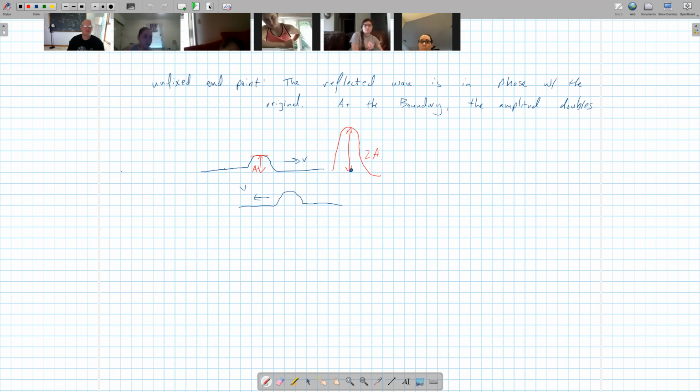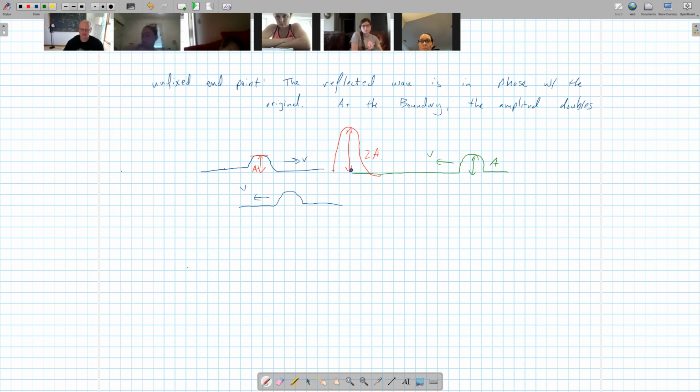In the second case, for the unfixed endpoint, this wave is moving to the right. Simultaneously out here, I have a wave moving left with, again, the same amplitude and the same frequency, but in phase in this case, so this amplitude is exactly the same as this amplitude.